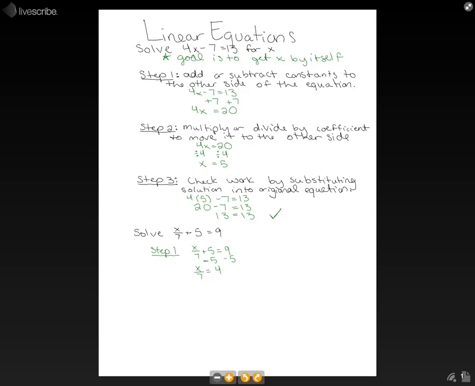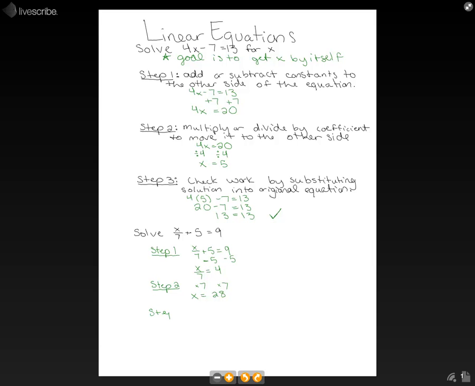So step 2 is going to tell us that since we have x divided by 7, in order to do the opposite of that to get the x alone, we have to multiply by 7 on both sides. So then we're going to have x is equal to 28.